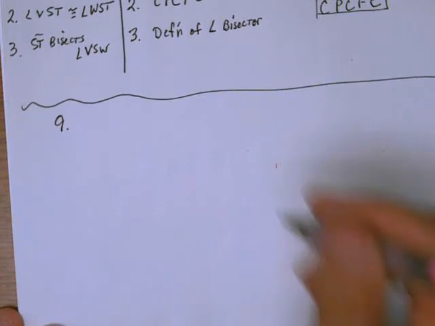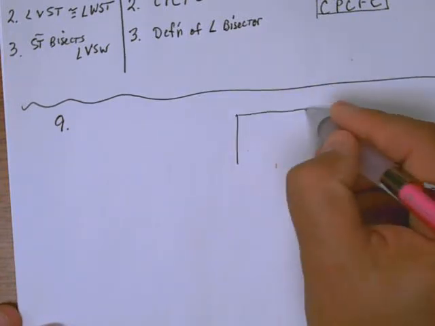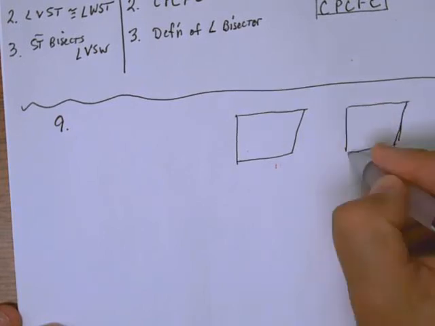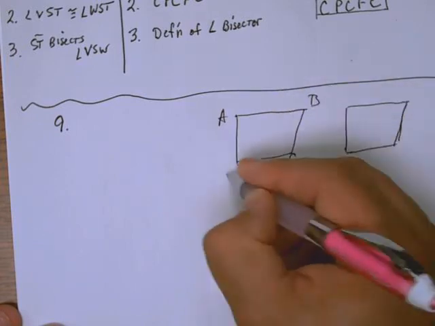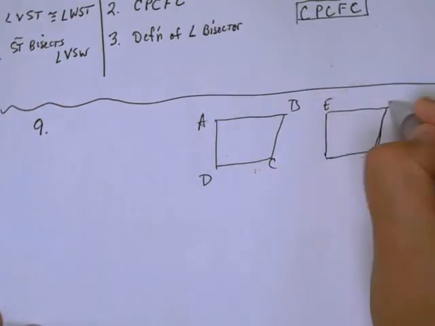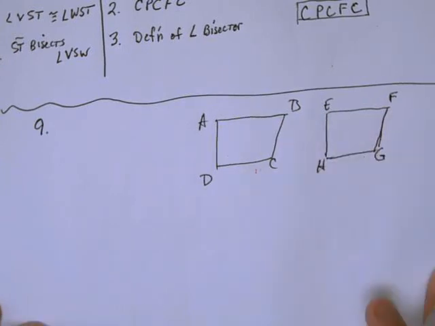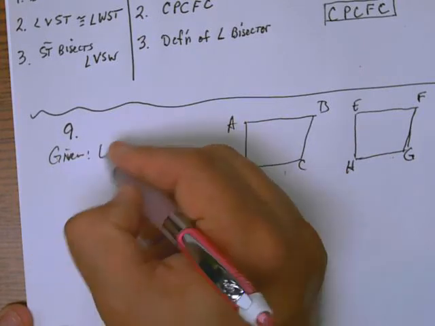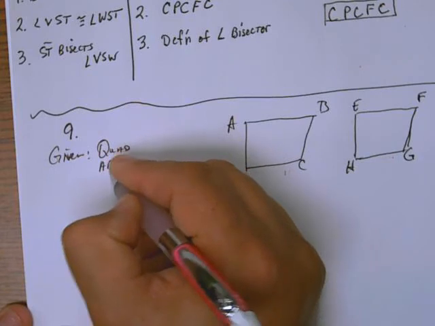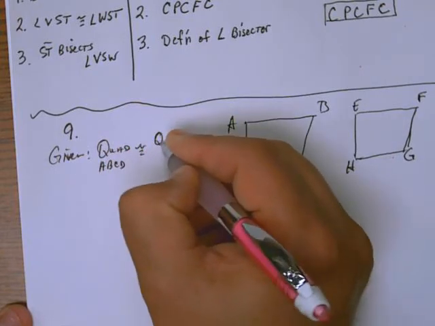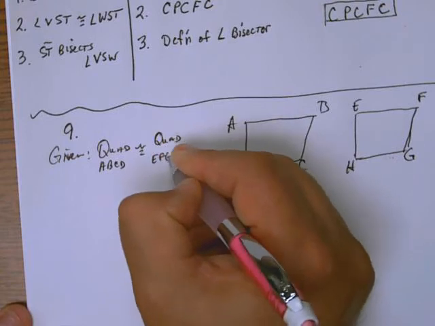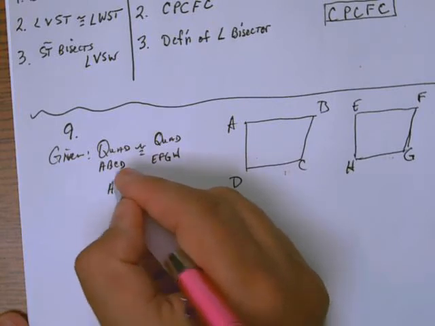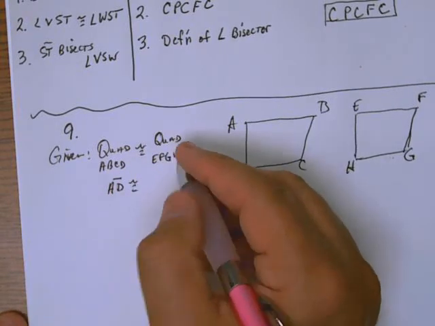You already have the diagram. Let me make the two pictures, see if I can get them somewhat close. A, B, C, D, E, F, G, H. Given: quad ABCD is congruent to quad EFGH. I think that's right. Yep. And also given is that segment AD is congruent to segment CD.